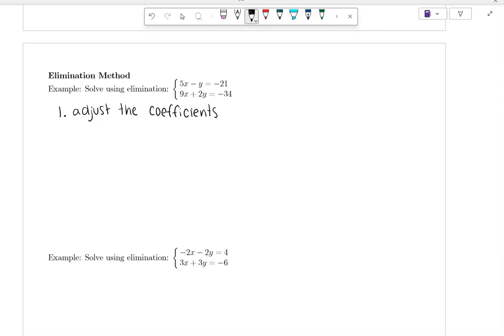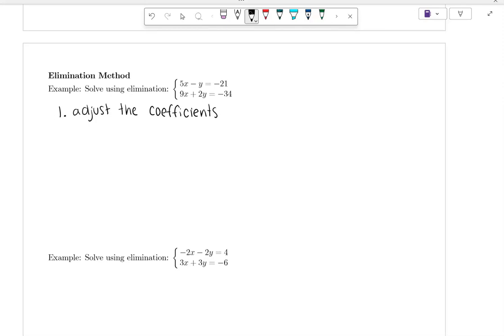So in substitution, the way we started was we solved for a variable so we could substitute it, hence the name substitution. And then in elimination, we're going to try and get 2 of our variables to be the same, so that we can add the 2 equations together and one of them will be eliminated. Hence the name elimination. So here we're trying to eliminate something as opposed to solving and then substituting.